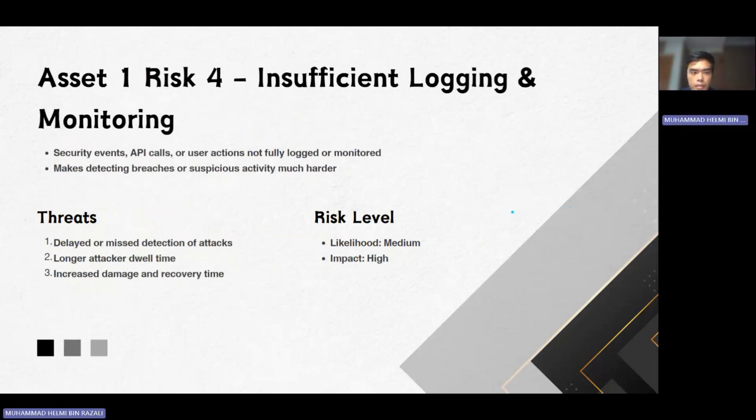And next is asset one, risk four, which is insufficient logging and monitoring. This is very common. If security events, API calls, or user actions are not fully logged or monitored, it becomes much harder later to detect breaches or any suspicious activities. The likelihood is medium, impact is high. The threats here are delayed or missed detection of attacks, longer time attackers can operate undetected, and increased damage and recovery time.